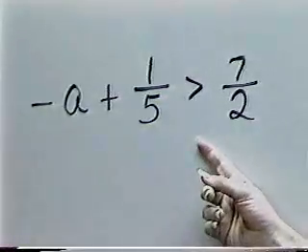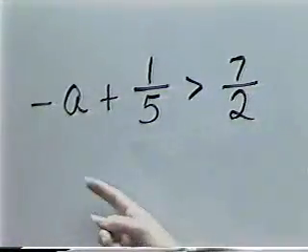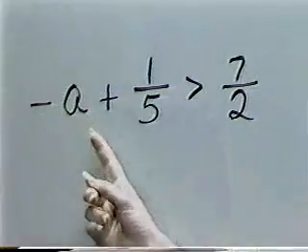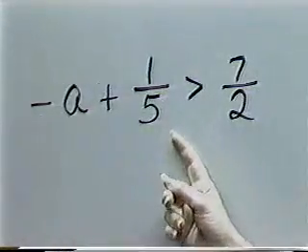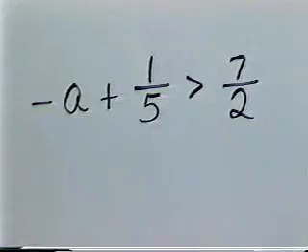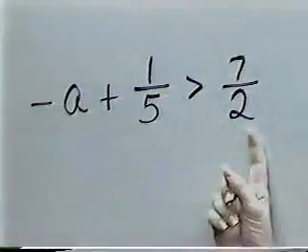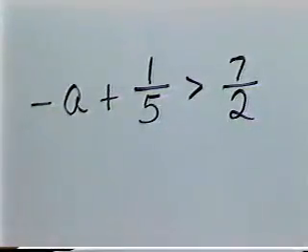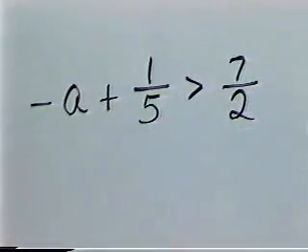Next, let's look at this linear inequality. Negative a plus 1/5 is greater than 7/2. I'd like to solve this inequality for a. Notice this inequality has fractions in it, so I have a denominator of 5 and a denominator of 2. I'm going to begin by eliminating denominators.